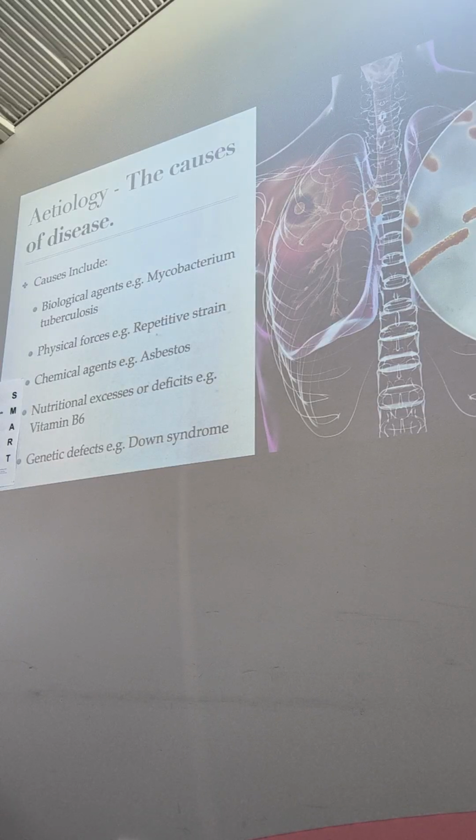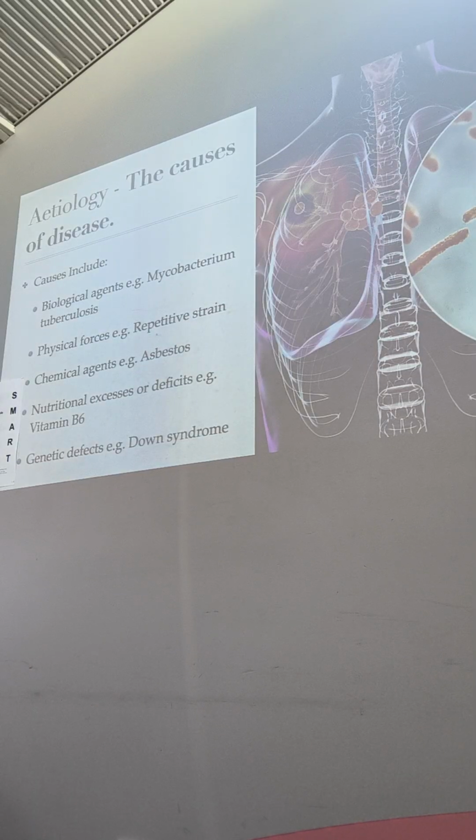So etiology basically means what's the cause of the disease. Now, this could be a biological agent. So in terms of tuberculosis, it's Mycobacterium tuberculosis. It's a bacteria. And physical causes, like repetitive strain. That can be if you're playing footy a lot. It could be a chemical agent.